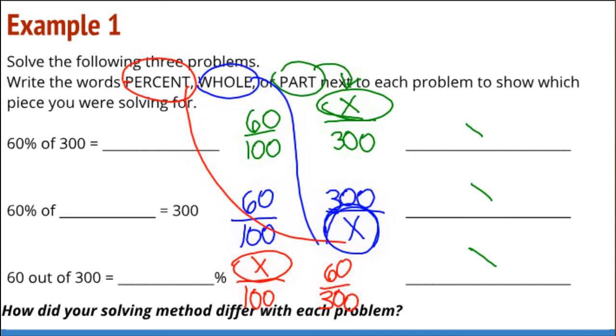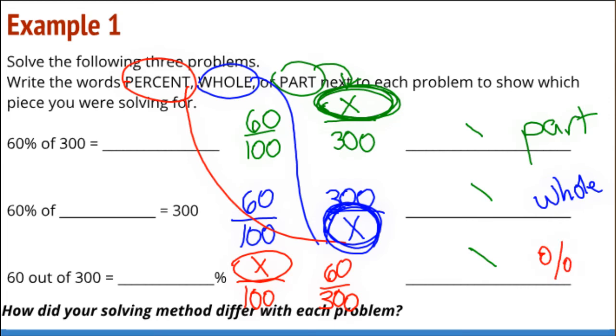So when we're looking for the part, which was here, we're looking for a numerator. When we're looking for the whole, right here, we're looking for a denominator. And when we're finding the percent, we are looking for a numerator, but the denominator is 100. So there's a little pattern that kind of emerges as we look at this.